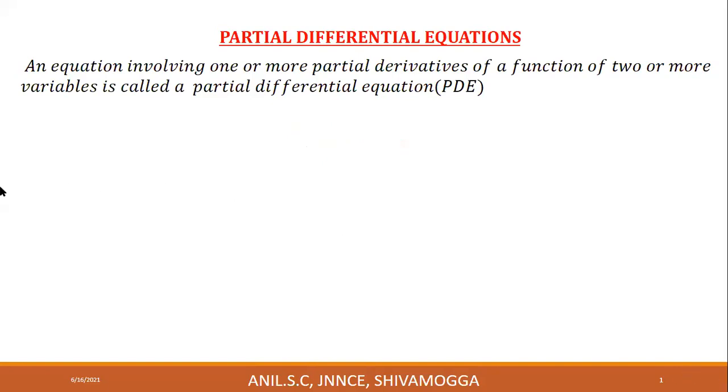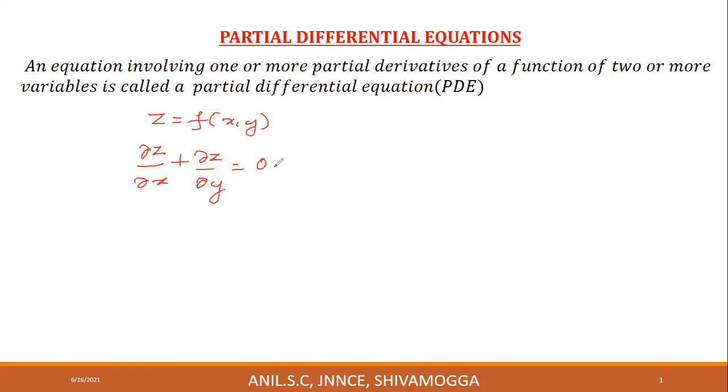I'll give you an example. Say z is equal to a function of two variables, say x comma y. Z is equal to f of x comma y. Now let's write a partial differential equation. Partial differential equation is an equation involving one or more partial derivatives of a function of two or more variables. Therefore, del z by del x plus del z by del y is equal to 0. This is a partial differential equation.